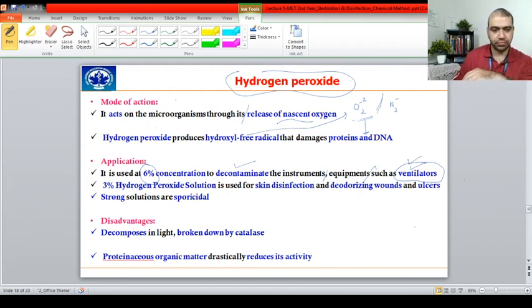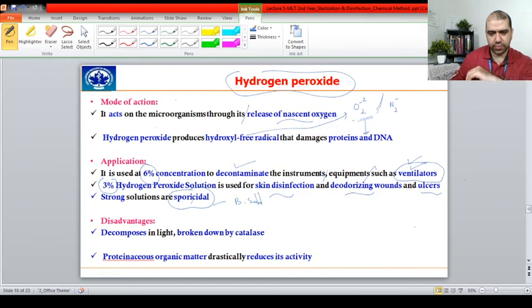If you use it in 3% concentration, it can be used for disinfecting skin, and it can deodorize wounds and ulcers. It has a strong sporicidal activity. Remember that. Hydrogen peroxide kills spore-forming bacteria. The spore-forming bacteria are Bacillus subtilis.